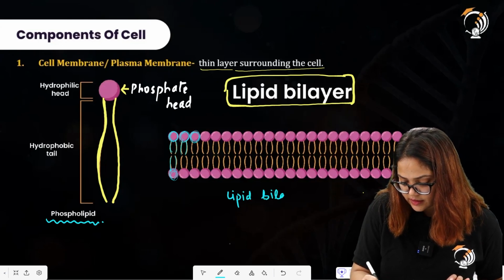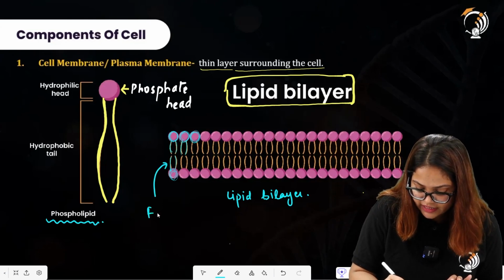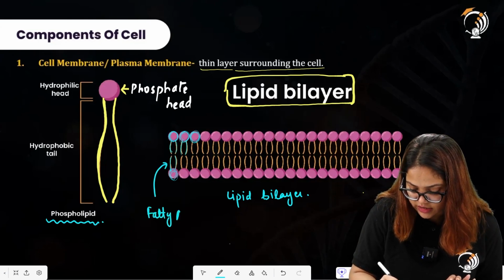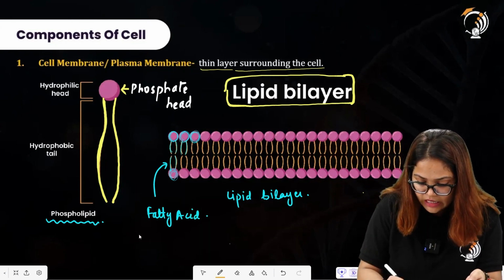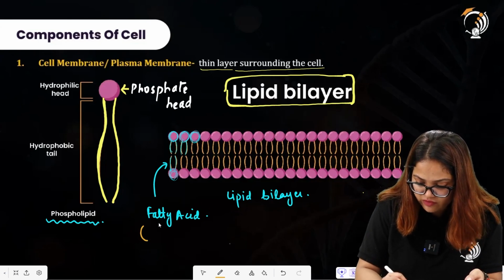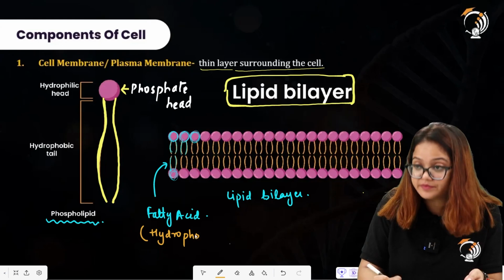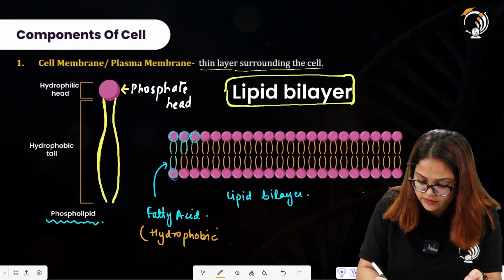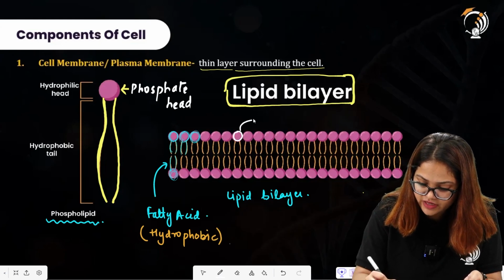And we have the lipid bilayer here, in which the fatty acid tails project inward. These are the hydrophobic part of the lipid bilayer, so these are hydrophobic in nature. Then we have these phosphate heads.